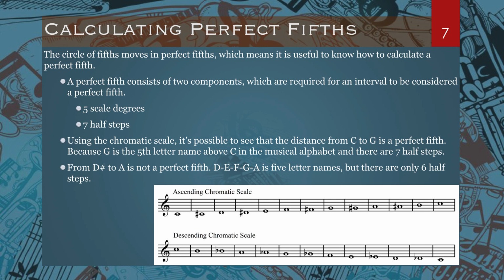So now we have to count down 7 half steps. So C to B is 1, B to B flat is 2, B flat to A is 3, A to A flat is 4, A flat to G is 5, G to G flat is 6, and G flat to F is 7. So since there are both 5 scale degrees and 7 half steps from C down to F, that is a perfect fifth.